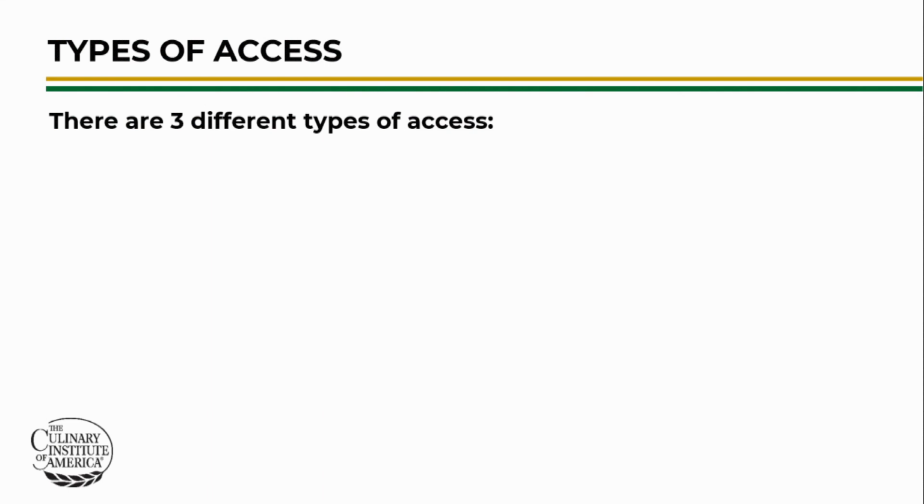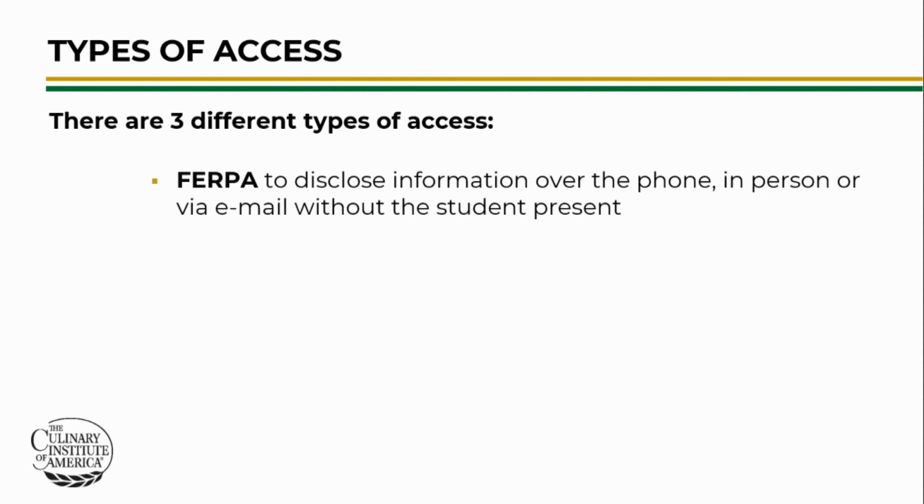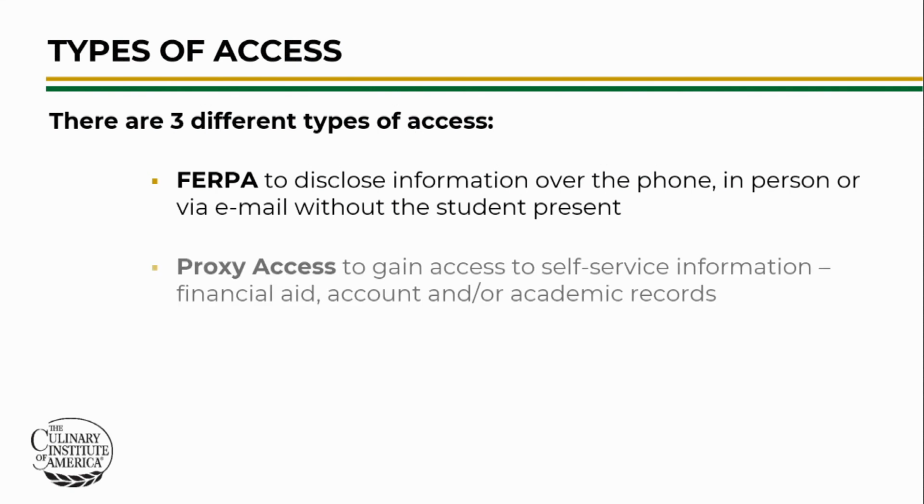There are three different types of access. We're going to go over all three in this series. So the first access is called, we consider it labeled FERPA, F-E-R-P-A. I will go over the government regulation that deals with that. It's access to disclose information over the phone, in person, or via email without the student present. So this is important for significant people in that student's life who the student wants to give access to, allow us to talk with that person.